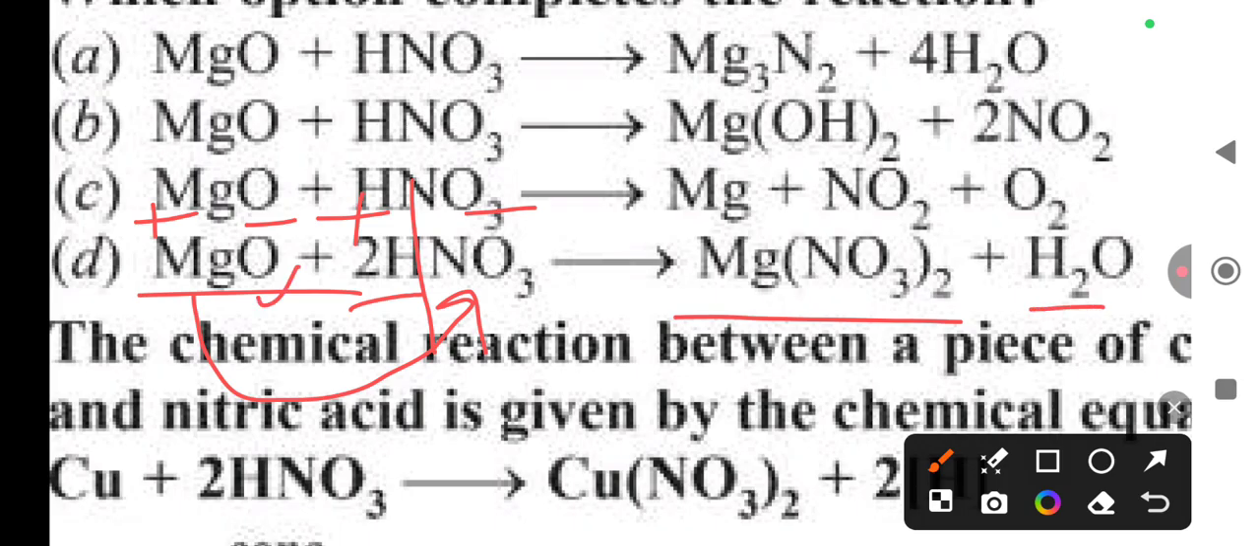Okay, but in other options you will see there is no formation of magnesium nitrate, so other compound formation is wrong. So final answer is D.